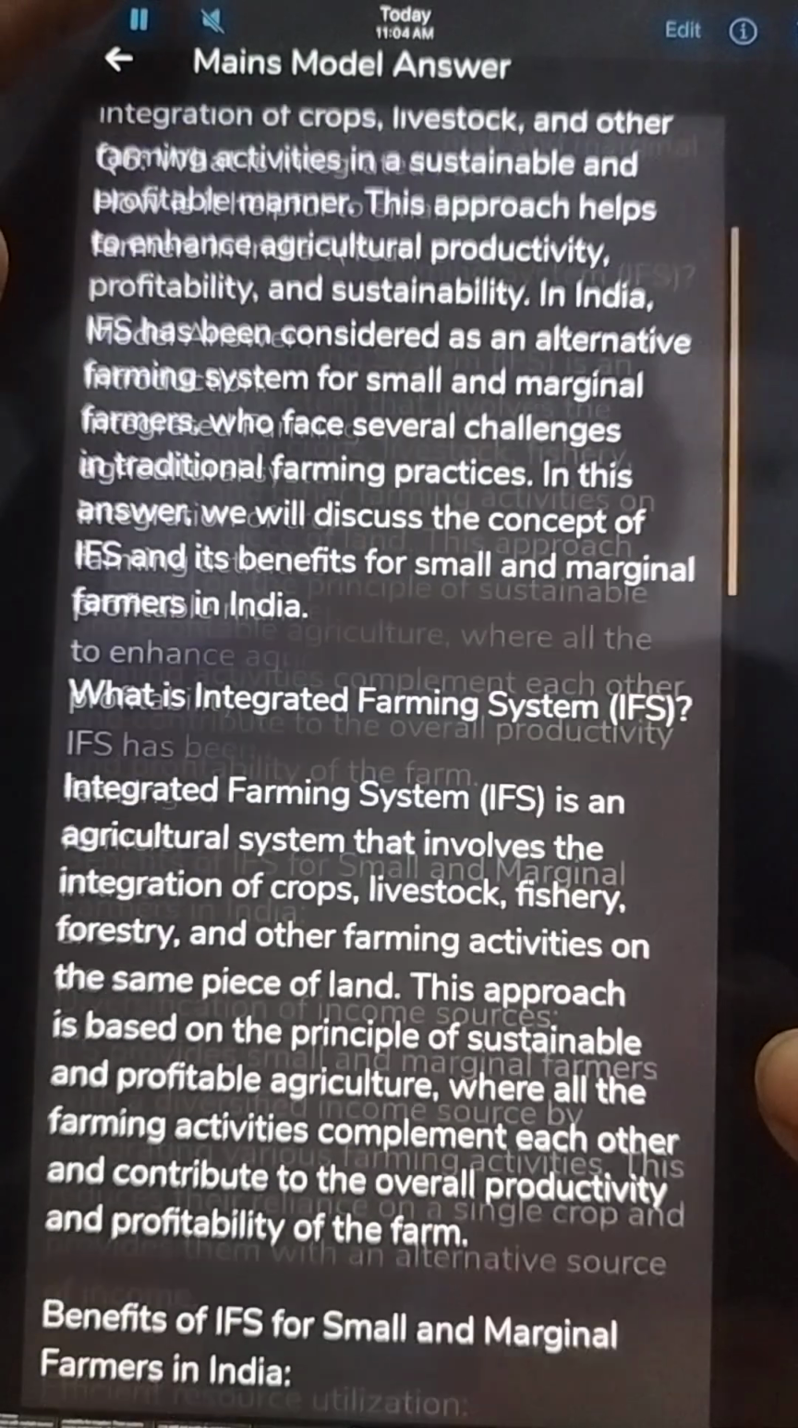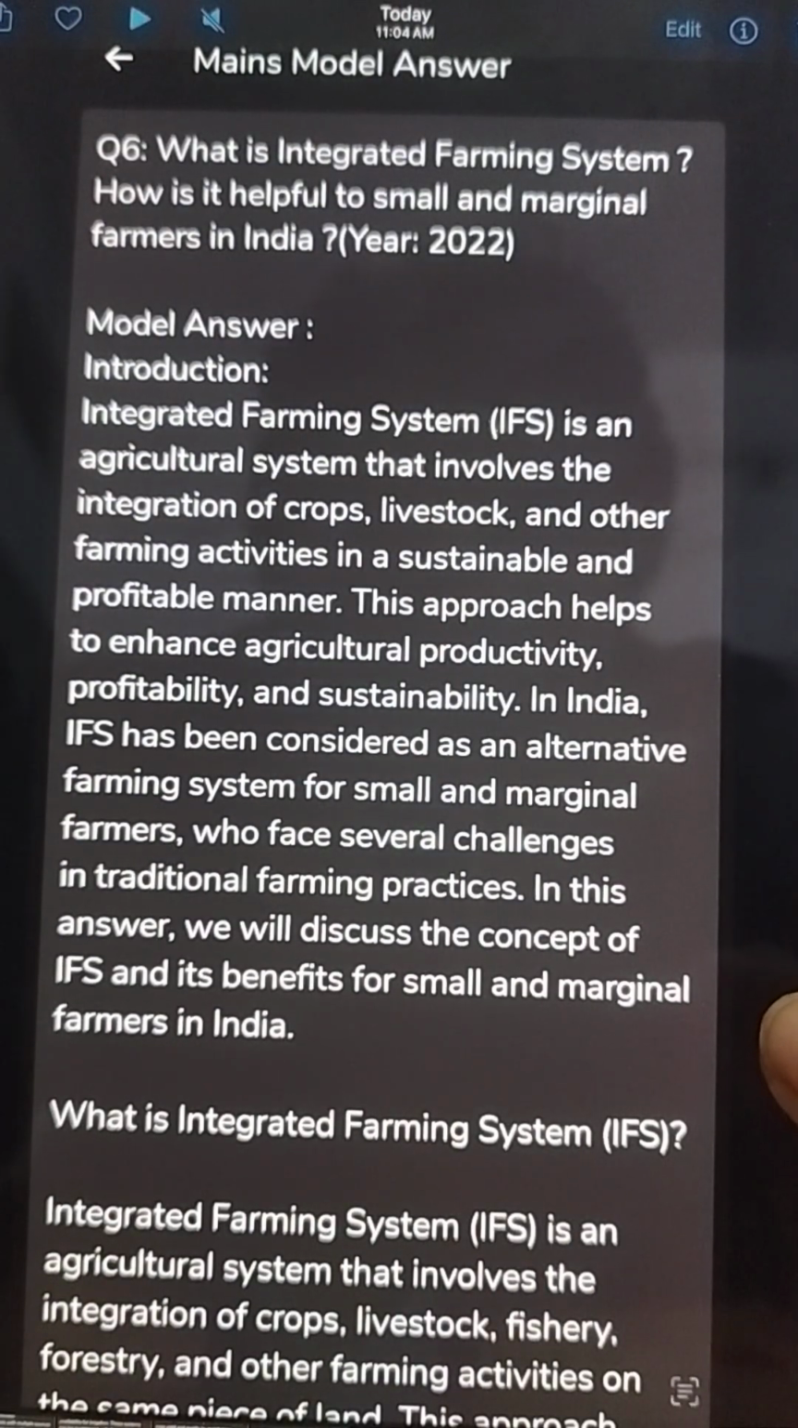Then comes, what is integrated farming system? How has it helped small farmers and marginal farmers in India?